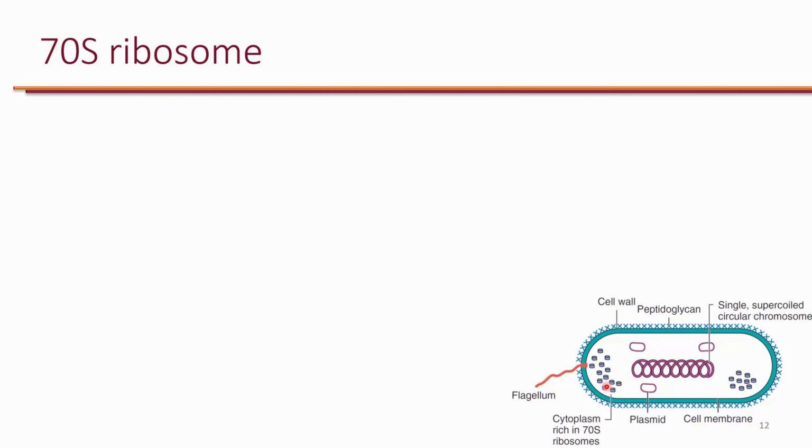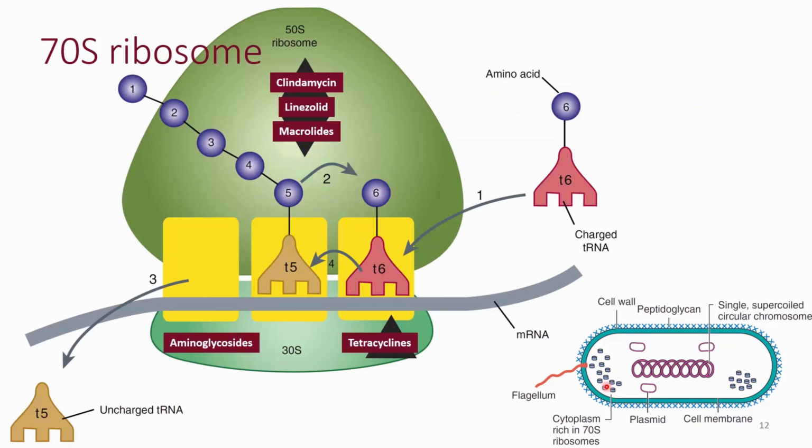Now, the 70S ribosome is the primary site of action of aminoglycosides. The 70S ribosome consists of a 50S subunit along with a 30S subunit. Aminoglycosides in particular bind to the 30S subunit. The function of the ribosome is to translate messenger RNA into a polypeptide. So these amino acids will come into the ribosome and, based on the genetic code, form a polypeptide chain. An aminoglycoside will interrupt this translation process.